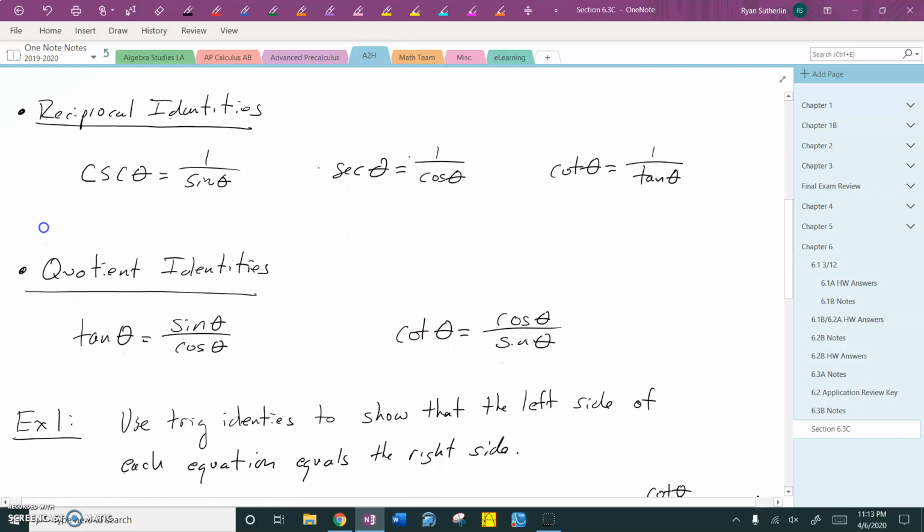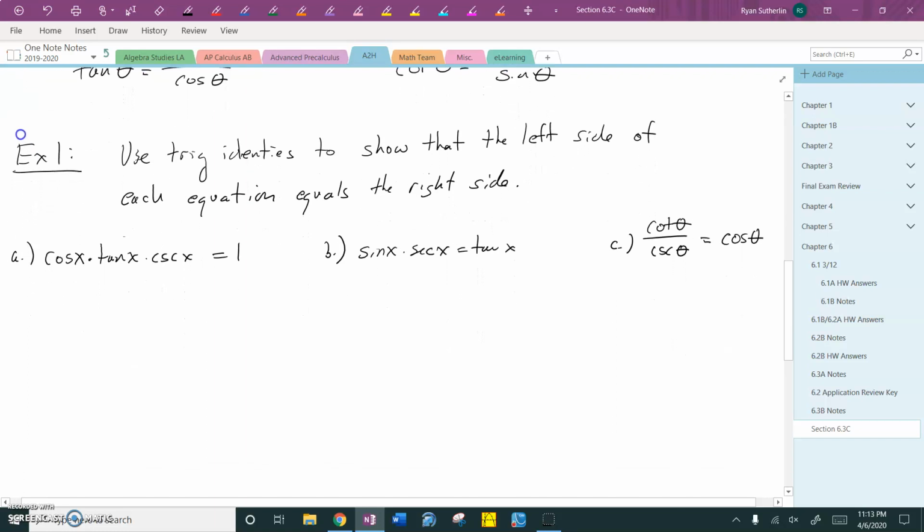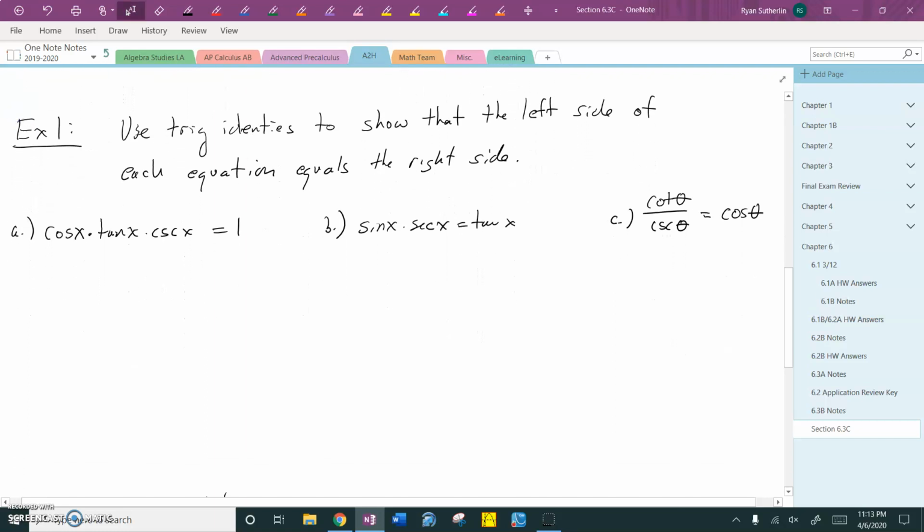So example 1 says use the trig identities to show that the left side of each equation equals the right side. What the trig identities are used for is to take something that looks very complicated and simplify it, usually to a single trig ratio. So for instance, in A, I want to show that cosine of x times tangent of x times cosecant of x equals 1.